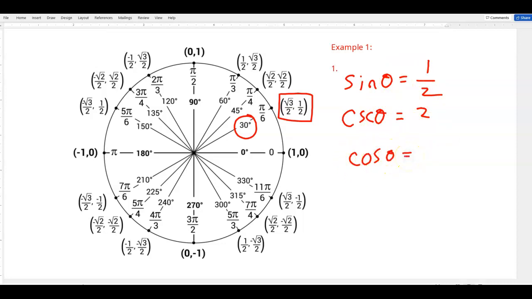Cosine is just the x value. So what's the x value there? It's radical 3 over 2. So there's my answer.